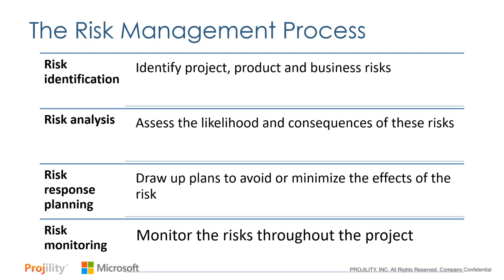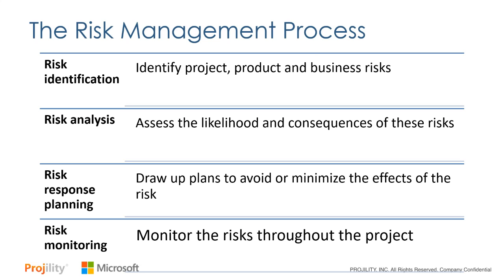So when we look at that process of identification, analysis, response planning, and monitoring on the left, right up front with identification, we're going to identify the project, product, or business risks that are out there. And we're doing this right in the upfront part of the process. And as we go forward, we're going to start doing an analysis. Okay, for each of those risks, what's the likelihood of this to occur? And what are the consequences of these risks occurring from a dollar and time and scope perspective?